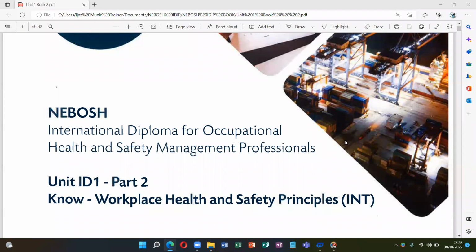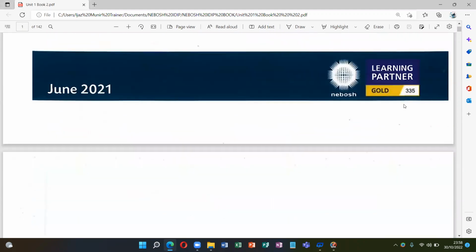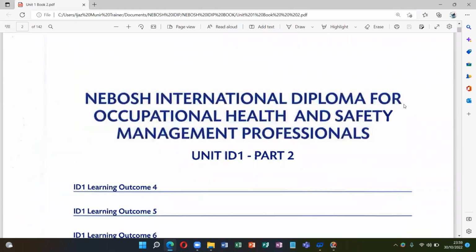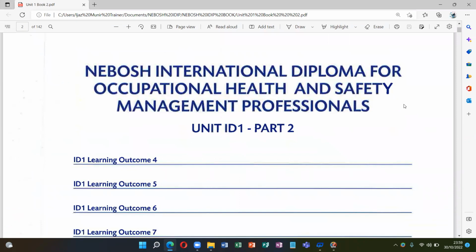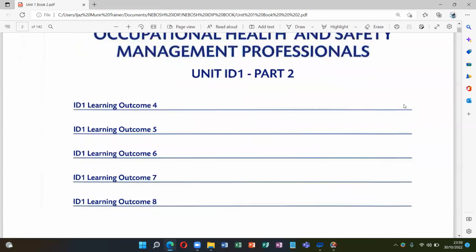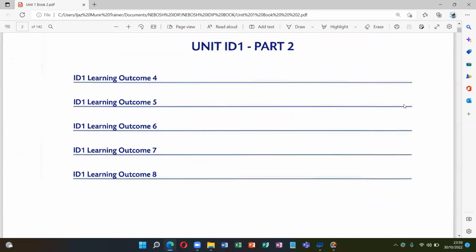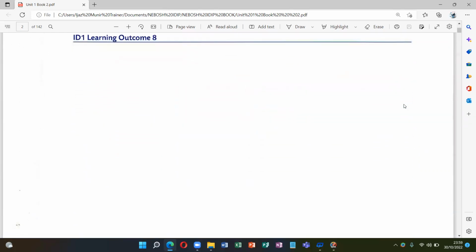Auzubillahiminash-shaytanir-rajim. Bismillahir-Rahmanir-Rahim. Today our topic is NEBOSH International Diploma for Occupational Health and Safety Management Professionals, Unit ID1, Part 2, Workplace Health and Safety Principles. ID1 learning outcome 4, ID1 learning outcome 5, ID1 learning outcome 6, ID1 learning outcome 7, ID1 learning outcome 8.